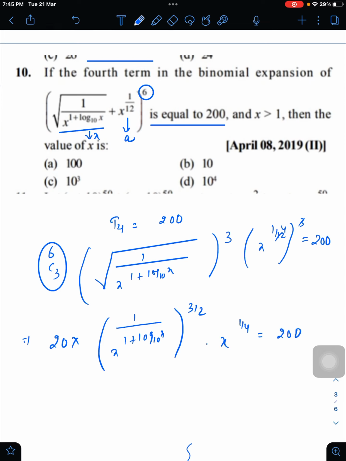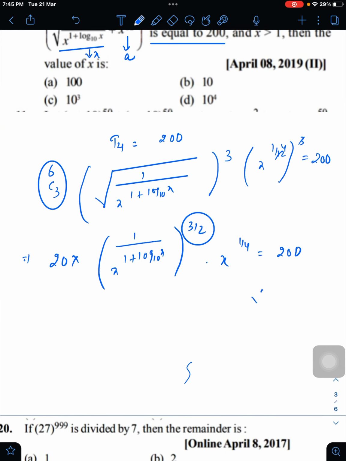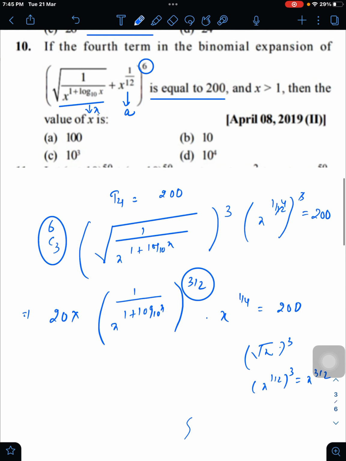Now many students are confused here: sir, how have you written 3 by 2? What is the logic behind it? So look, beta, suppose I have written root x to the power 3. Can I write it like this, x to the power 1 by 2 to the power 3, that is x to the power what? 3 by 2. So we have used this concept to write the formula. I hope it is clear for you.